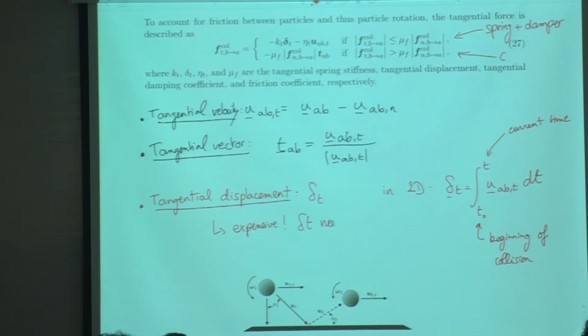Delta T needs to be stored over time for each collision, since collisions last for multiple time steps.